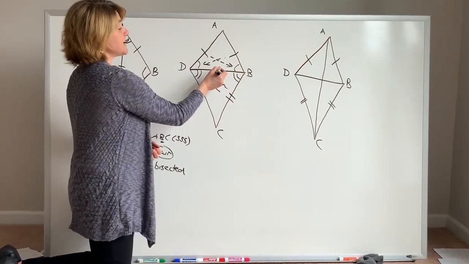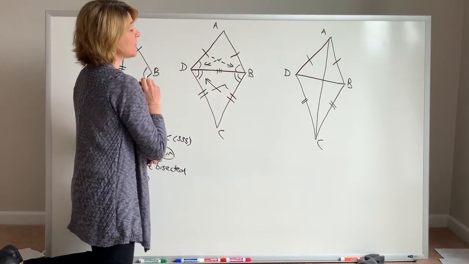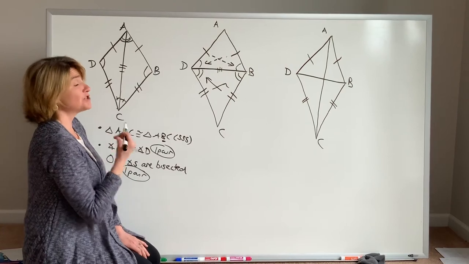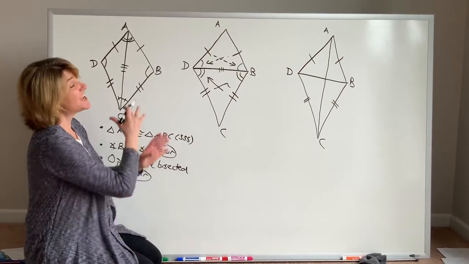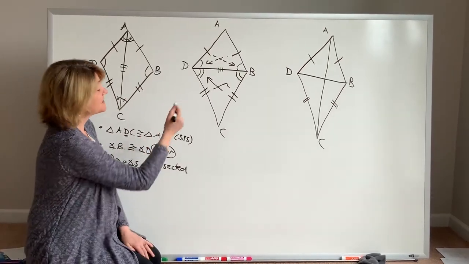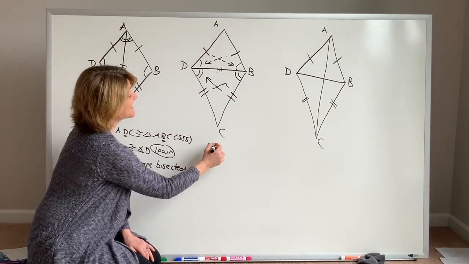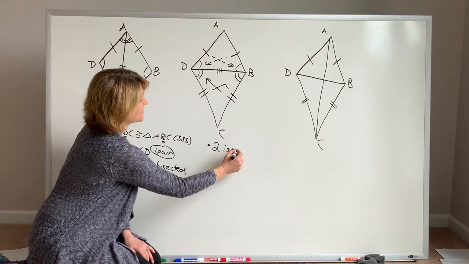I do know that segment BD is congruent to itself, but that's not going to give me any congruent triangles, which means no CPCTC, no additional parts. So the best thing that I can say looking at this picture is the fact that I see two isosceles triangles.